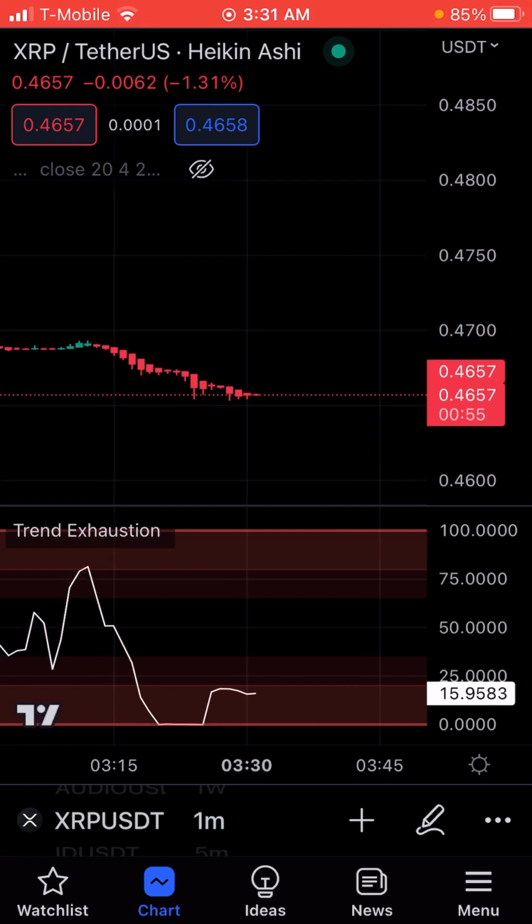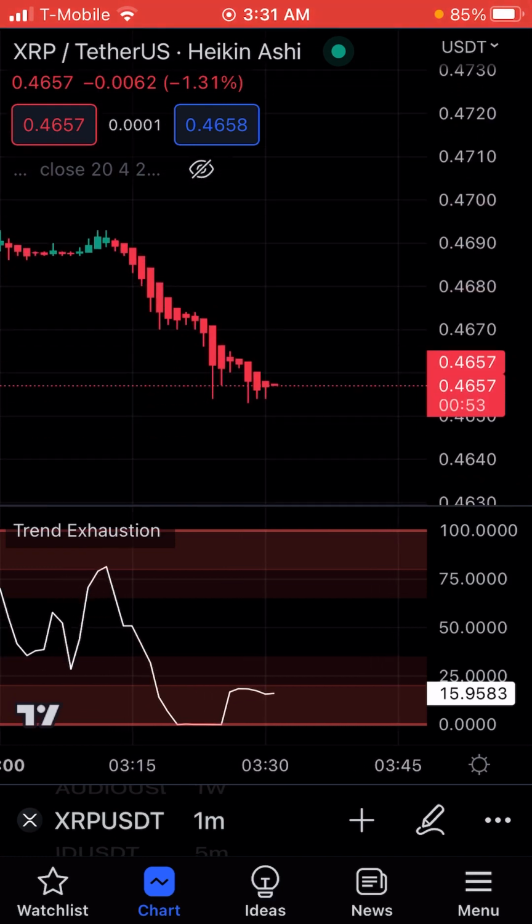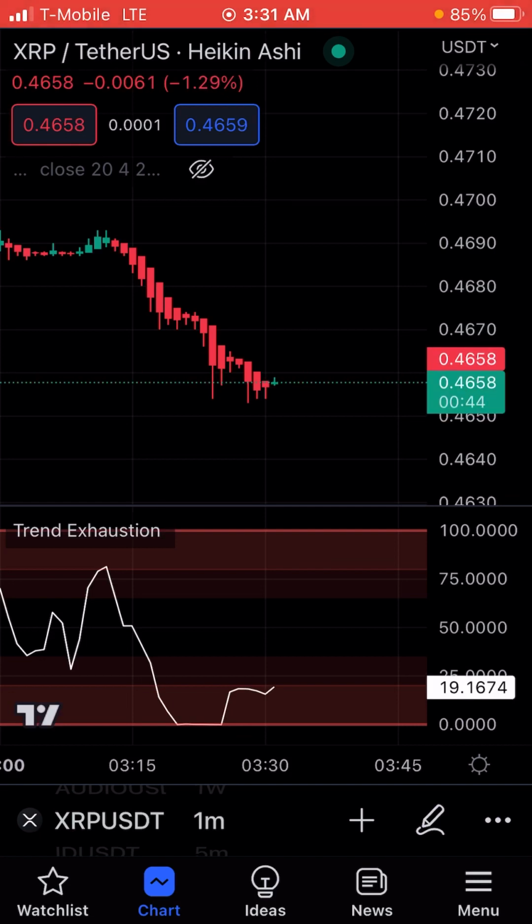It might rebound here pretty soon, but you don't know. People could be selling. XRP pretty much had, there it goes. There, it's starting to go back up now. But anyway, that's using the trend exhaustion.